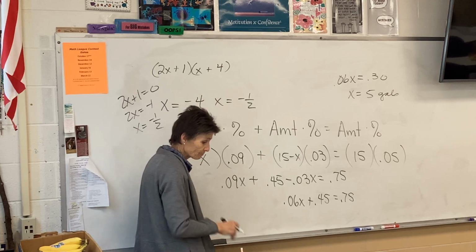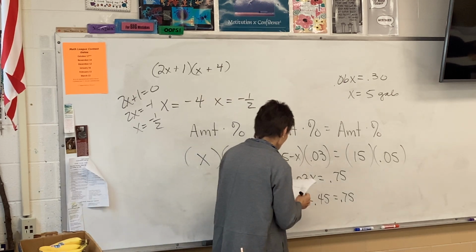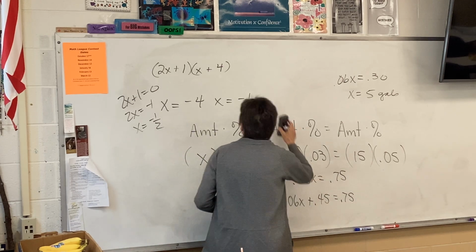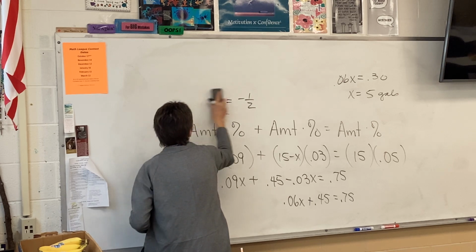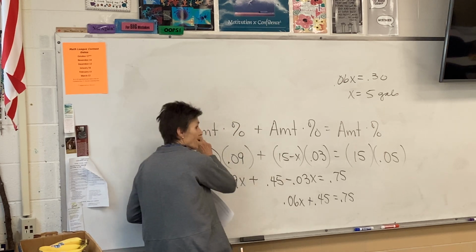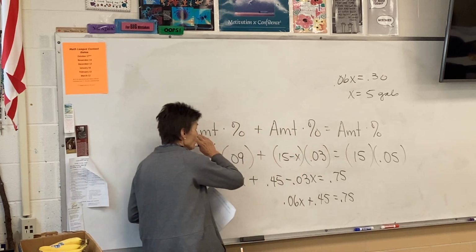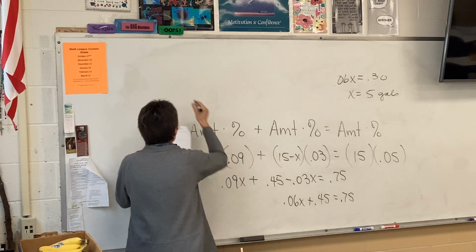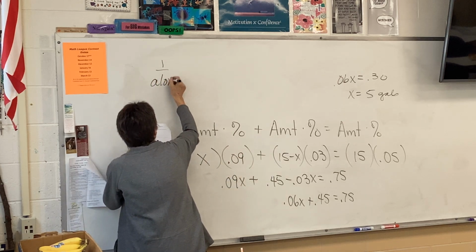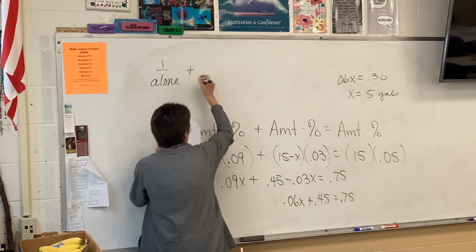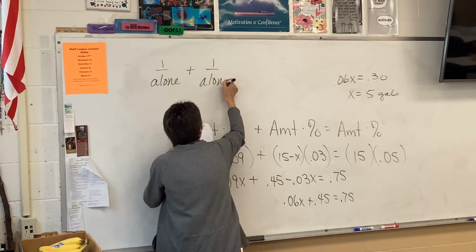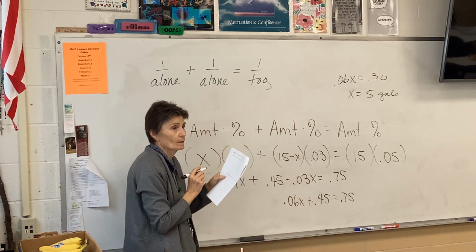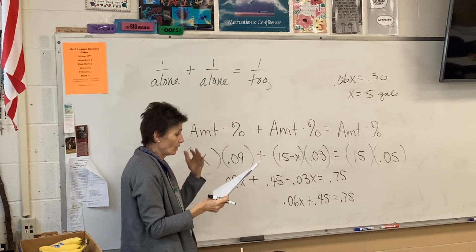And last one. Will and Zane can paint a fence together in 12 hours. Will takes 15. How long does it take Zane? What is our setup for this problem? Now, the one we just did, the setup was amount times percent, amount times percent. What's the setup for this one? 1 over alone plus 1 over alone equals 1 over together. So now you just gotta figure out where the numbers go.